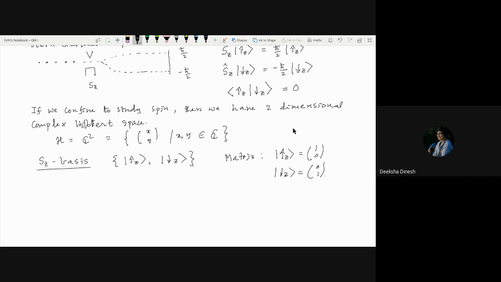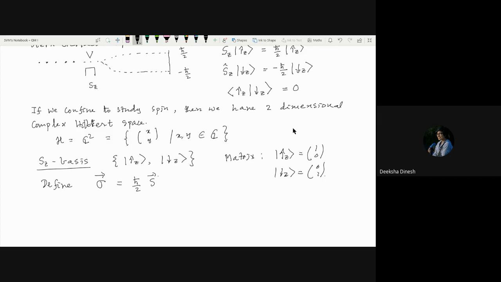Now if we choose this basis, then you can define something called the sigma vector, which is equal to h cross by 2 into the S vector. That means sigma x, sigma y, sigma z are matrices because they are operators, and h cross by 2 is factored out. So the eigenvalues of sigma x and sigma y are just plus minus 1.